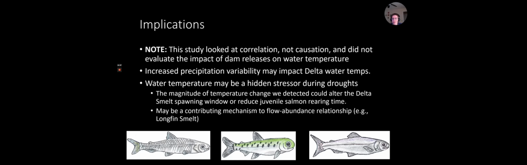Water temperatures could also be a contributing mechanism to the flow-abundance relationships that have been detected for a number of species, such as longfin smelt. These relationships have been documented, but many lack a clear mechanism. It could be that multiple mechanisms underlie these flow-abundance relationships, and these correlations that we found may help explain some of this relationship. For example, longfin smelt prefer cooler waters in general, and higher temperature during droughts may be one of the reasons why they do better in wet years.